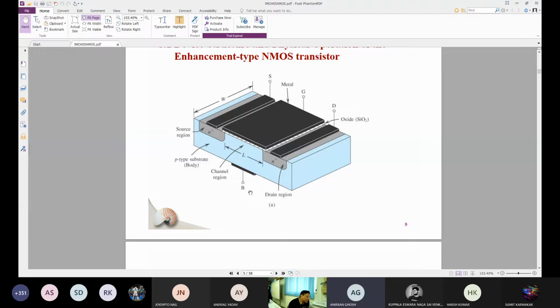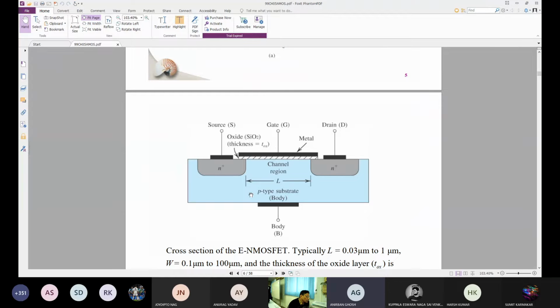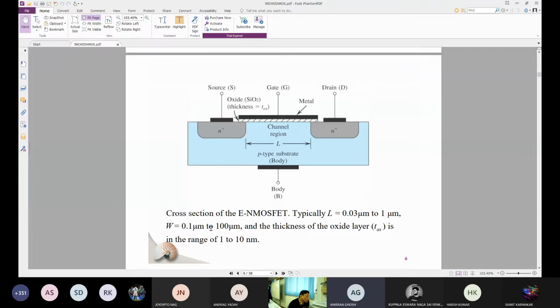So any question about the structure? The body is at zero potential or ground potential? Okay. You have to make sure that this PN junction and this PN junction are always under reverse bias. Okay, sir. Thank you, sir. So that the entire region will be isolated by the depletion region.